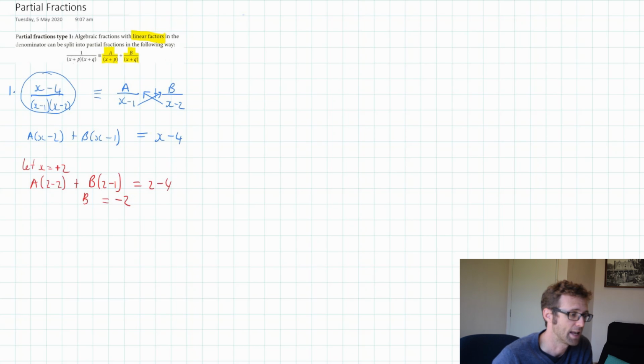Okay, let's say this time I'm going to let x equal 1. So a into, I'm using this line here, a into 1 minus 2 plus b into 1 minus 1 is equivalent to 1 minus 4. Now, I'm going to have negative a, b is nothing, is equal to 1 minus 4, which is minus 3.